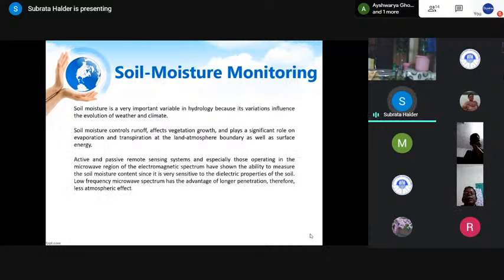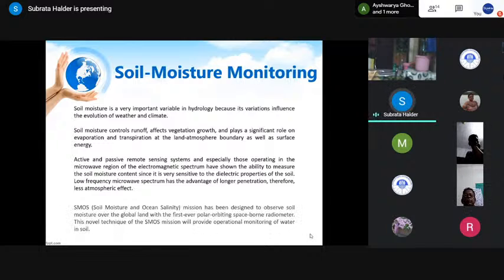Active and passive remote sensing systems, and especially those operating in the microwave region of the electromagnetic spectrum, have shown the ability to measure the soil moisture content since it is very sensitive to the dielectric properties of the soil. Low frequency microwave has the advantage of longer penetration, therefore less atmospheric effect.